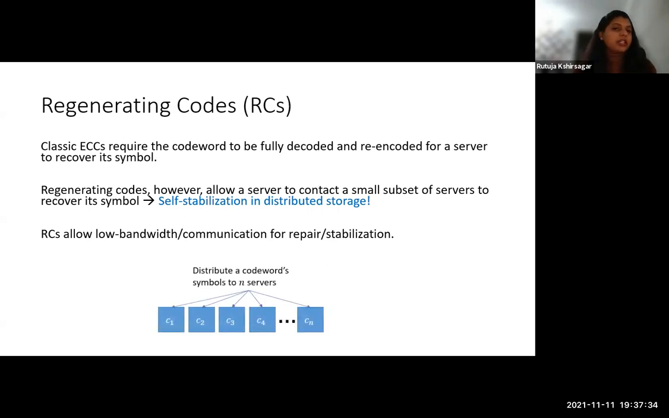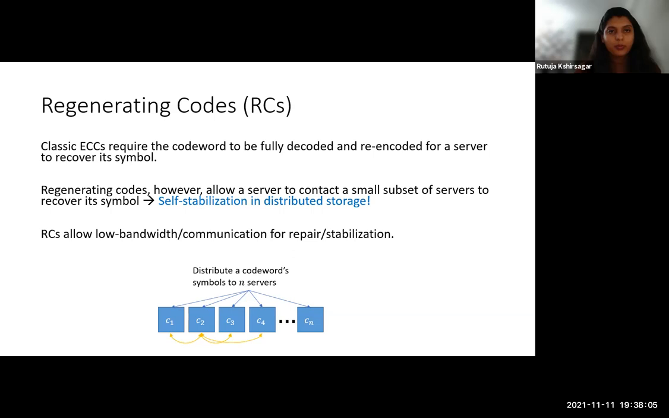So let's go back to our example that we saw on our previous slide. Now, let's say C1 up to Cn are the servers which have information about the file, and C2 fails. So information at server C2 can be retrieved by contacting a small subset, so let's say C1, C3, and C4, when the encoding was done using regenerating codes.